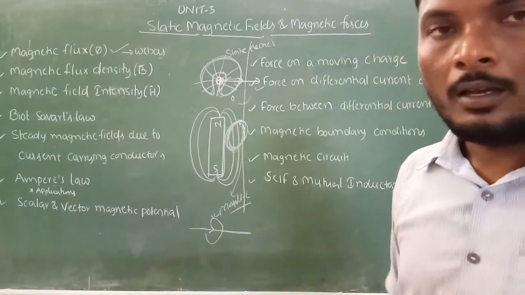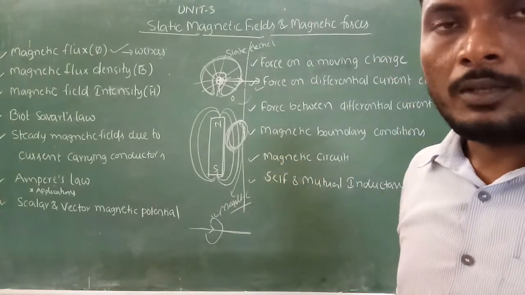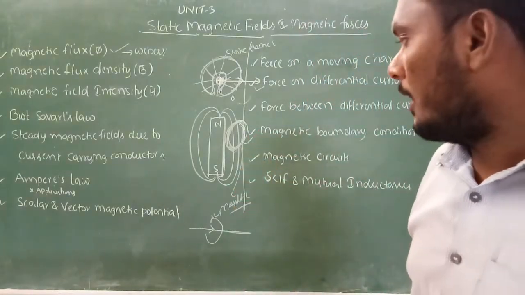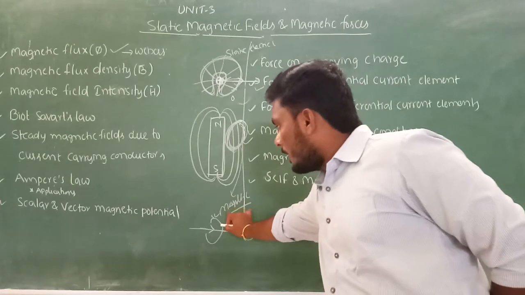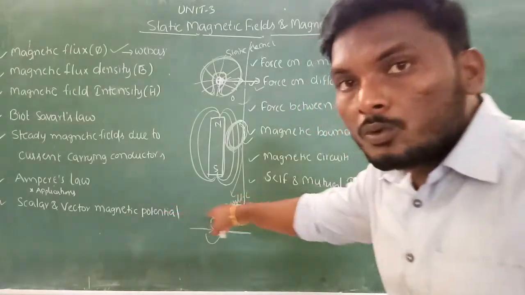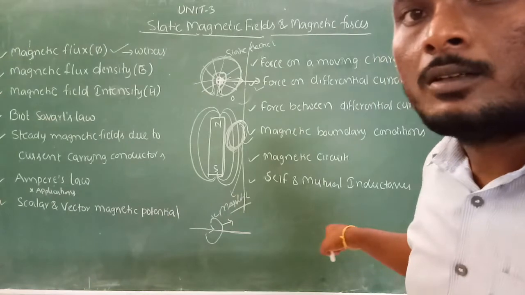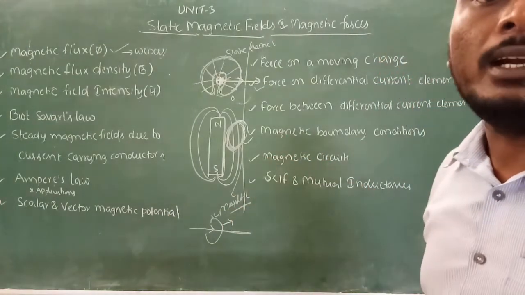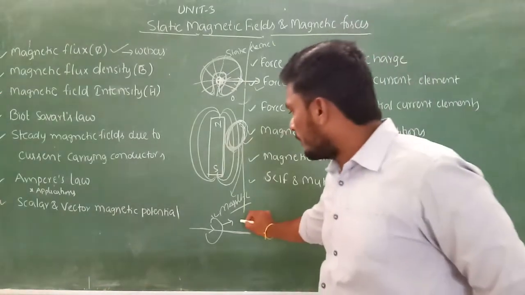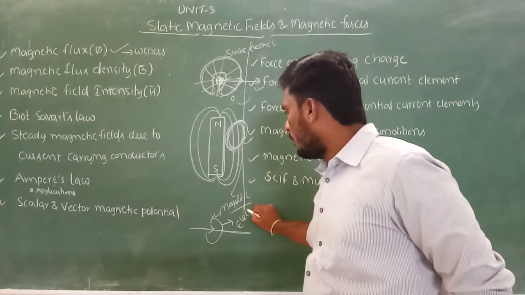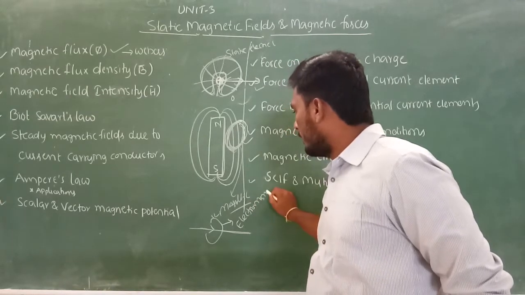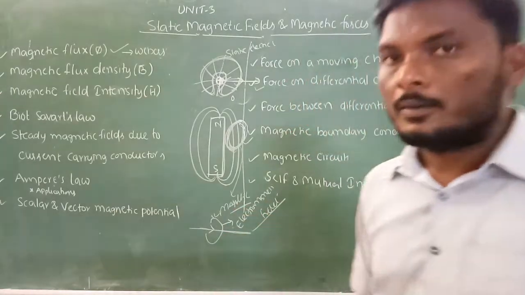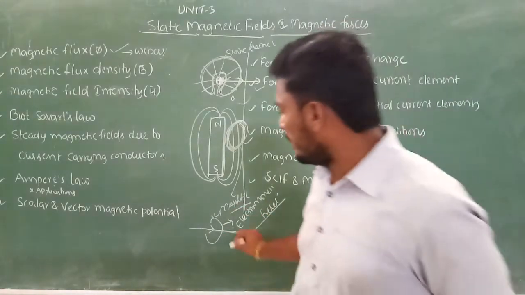Now tell me how many sources we have for the production of magnetic field. It is produced due to the permanent magnet, as well as due to the moving of electrical charges. Moving charge produces magnetic field. Such a field is called an electromagnetic field. What is this field? Electromagnetic field.